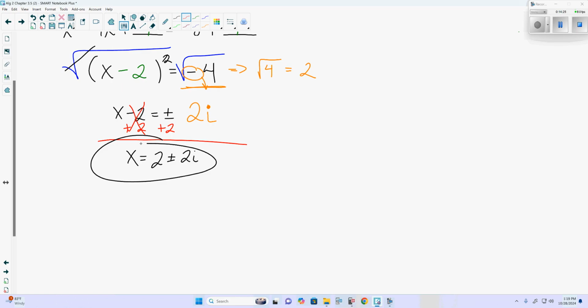We really do have two statements there. We have 2 plus 2i and 2 minus 2i. We don't have to split them up. You don't have to write them as two separate cases. We just write the one.